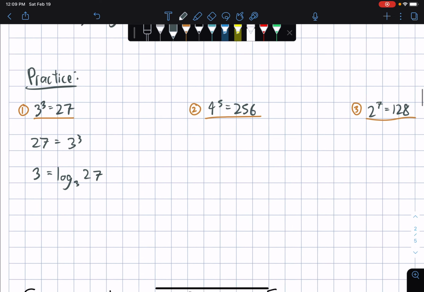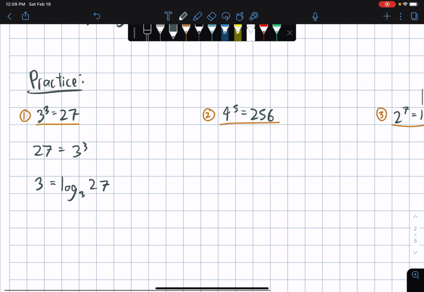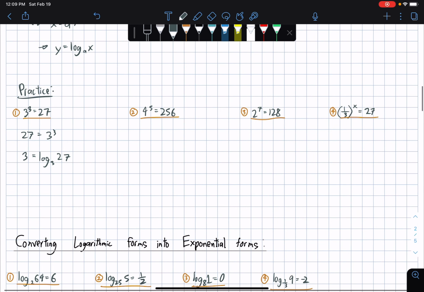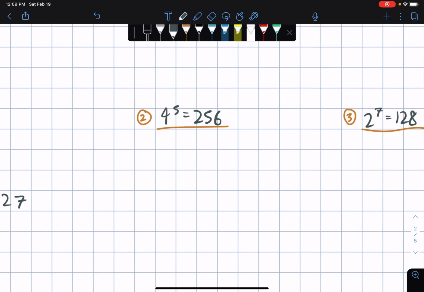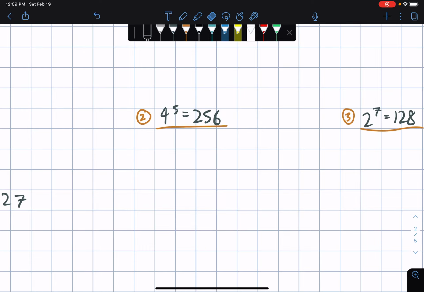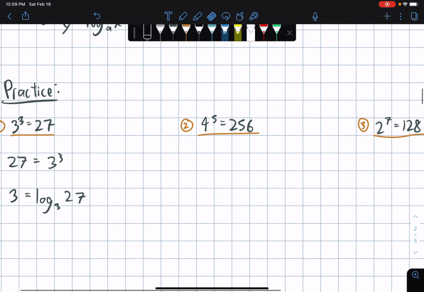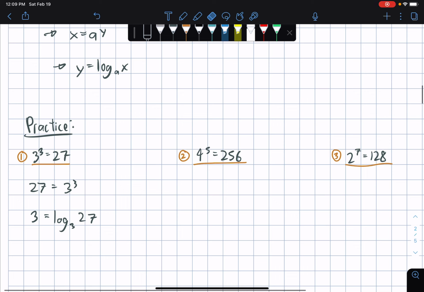Okay, let's answer. For number 2, by the way, if you still haven't finished these 3 questions, you may pause the video. We'll be answering right now. Okay, so 4 raised to 5 is equivalent to 256. All we have to do is to swap the values: the value at the left side will be at the right, and the value at the right side will be at the left. That's it.